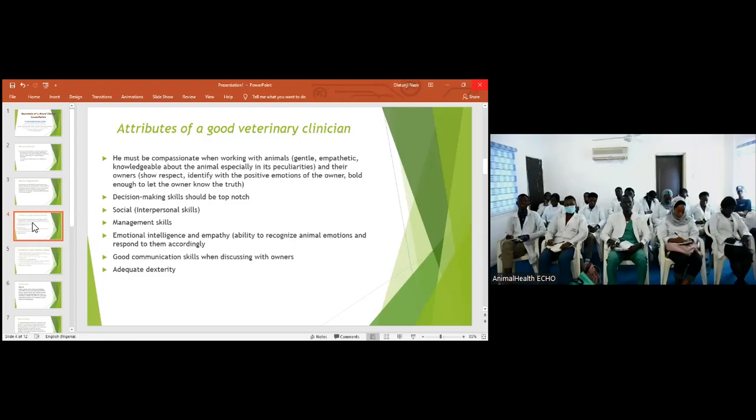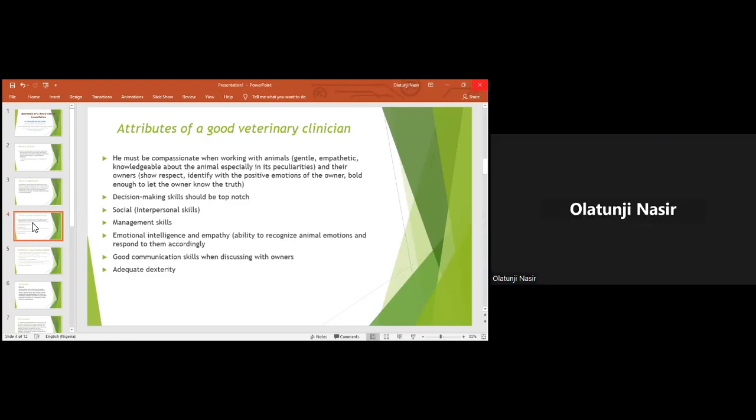Oh, fantastic. So you must be a very compassionate person when working with animals. You must be gentle at all times. I don't like when people just take animals anyhow. They just hold them anyhow because they're animals. No. Someone will say, oh, the threshold of animals to pain is high. And so what? You have to be gentle. You must be a very gentle person. You must be a very empathetic person.